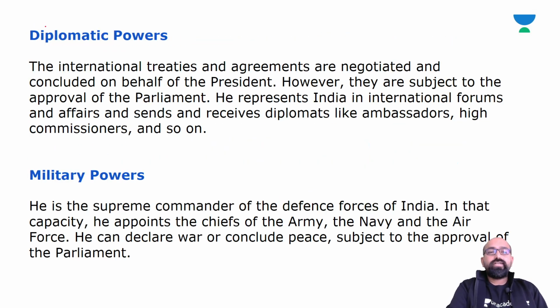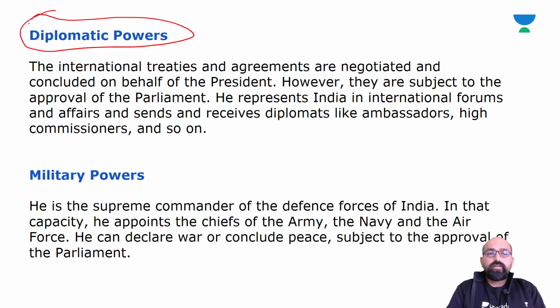Now we'll see diplomatic powers. International treaties and agreements are negotiated and concluded on behalf of the President. However, they are subject to the approval of the Parliament. He represents India in international forums and affairs and sends and receives diplomats like ambassadors, high commissioners, and so on. So these are the diplomatic powers of the President.